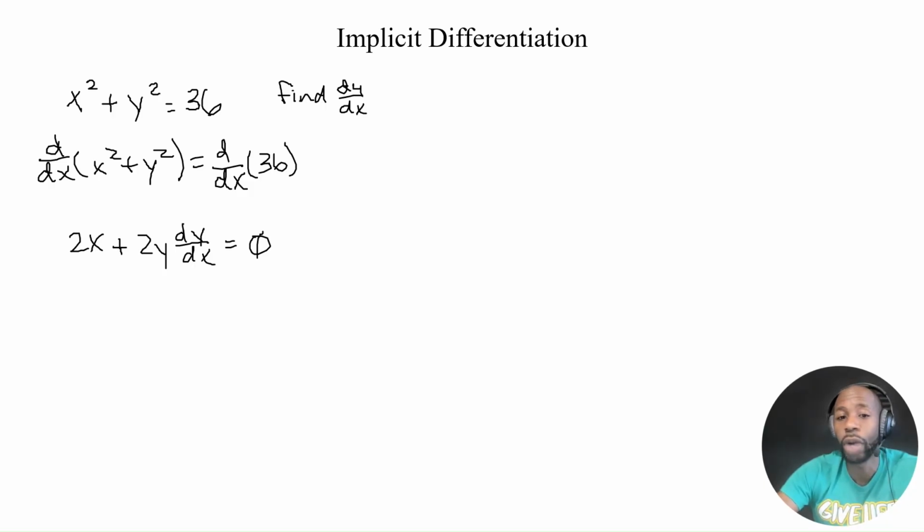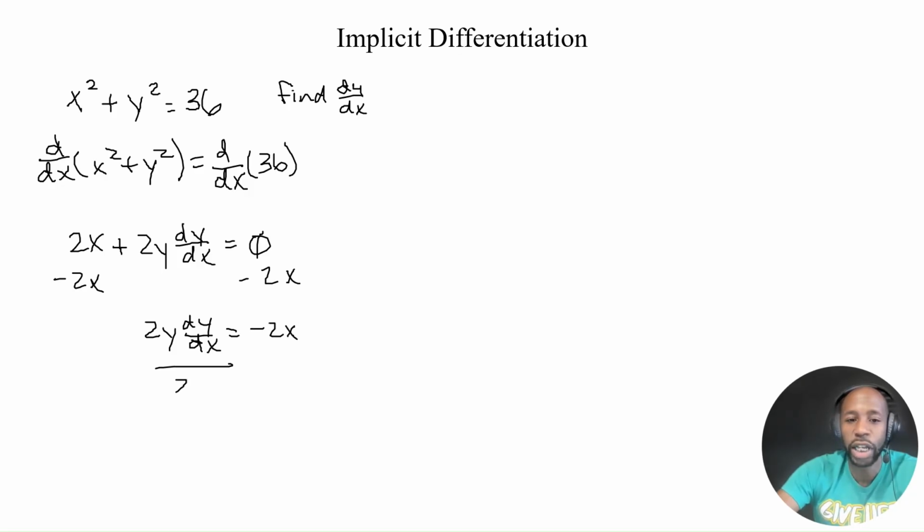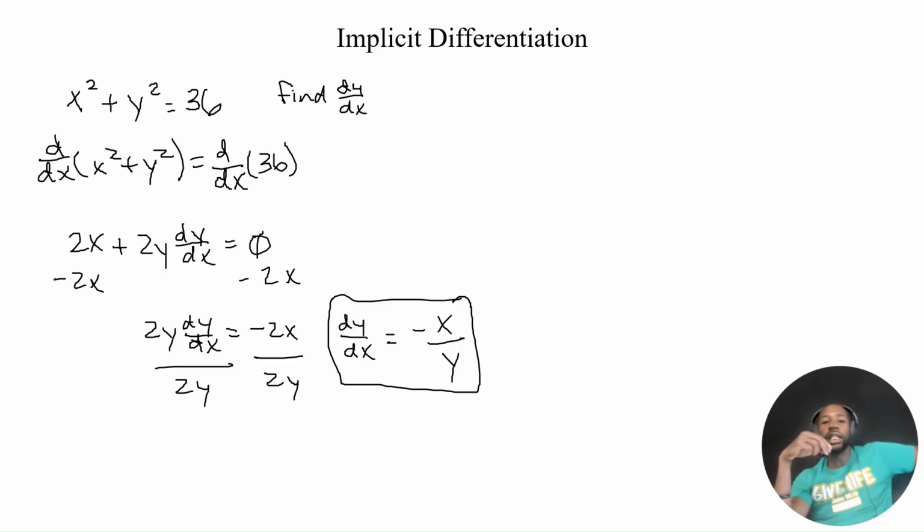Now, since we're trying to find dy/dx, we're going to solve for dy/dx. Move this to the other side. 2y dy/dx equals negative 2x. Divide both sides by 2y, and dy/dx is equal to negative x over y. So we implicitly differentiated, and we found that the derivative, dy/dx, is negative x over y.